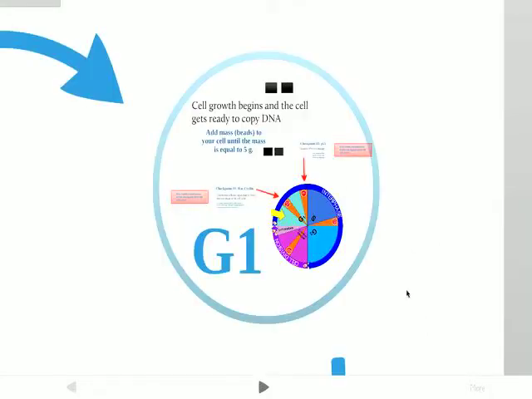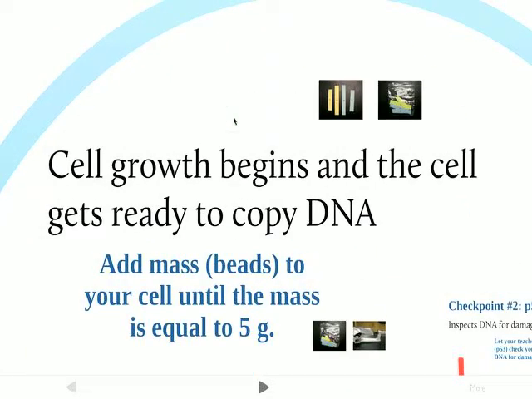We're going to go through the cell cycle, and in the cell cycle you have several different stages. We're going to begin with the G1 stage, and in the G1 stage we have cell growth beginning. This is the life cycle of a cell, so it has to start by growing, and the cell's also going to get ready to copy its DNA.